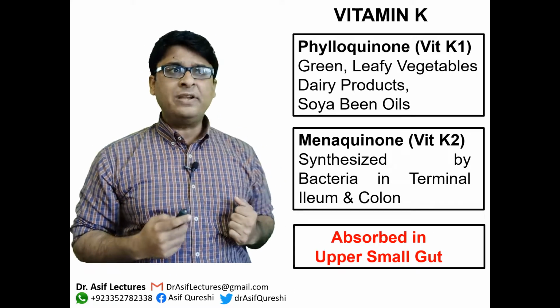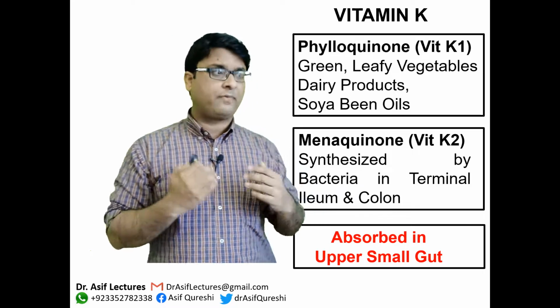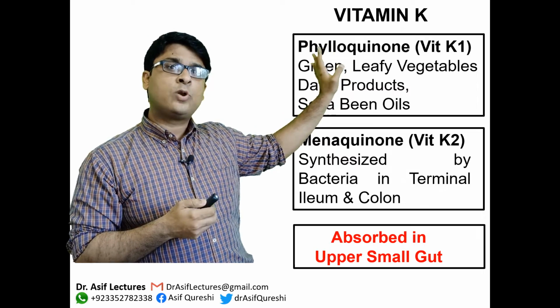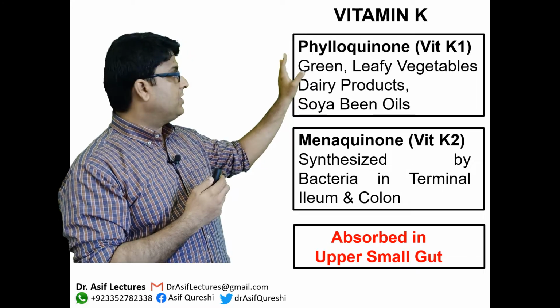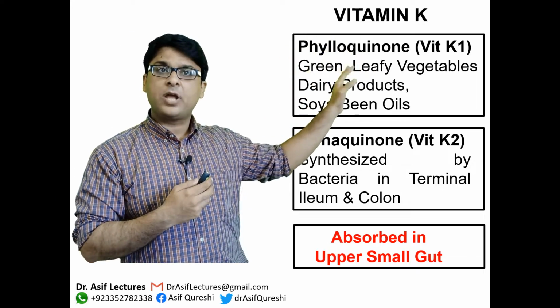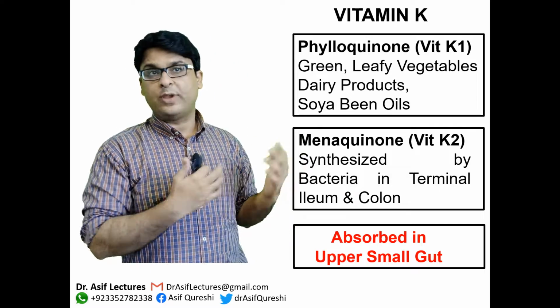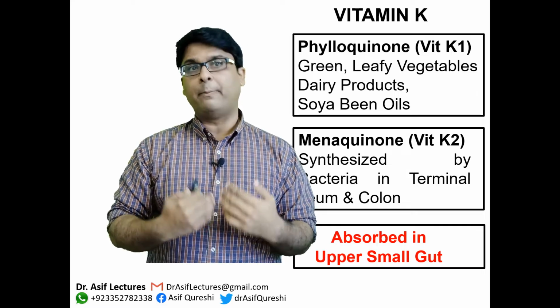Now, a little bit more detail about vitamin K. Vitamin K exists in at least 2 particular forms, vitamin K1 and K2. K1 is known as phytoquinone, which is present in plant products basically, such as green leafy vegetables, dairy products, and soybean oils. And vitamin K2 is menaquinone. It is basically produced inside your gut by the bacteria.